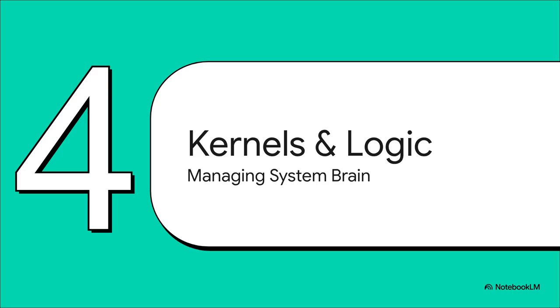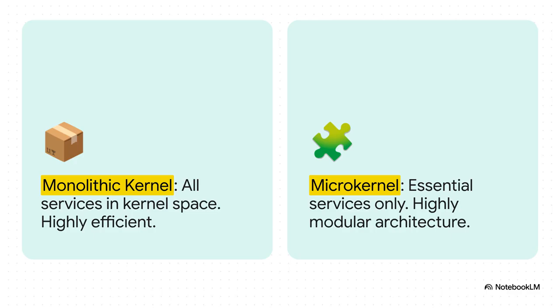Kernels and process logic, managing the system's brain. If your embedded system is complex enough to need an OS, the kernel is its core. And it's fascinating to contrast the two main designs here. A monolithic kernel is an all-in-one approach. All OS services, memory management, file systems, everything run together in kernel space. It's super efficient, but it's bulky, and if one tiny service crashes, the whole system goes down.